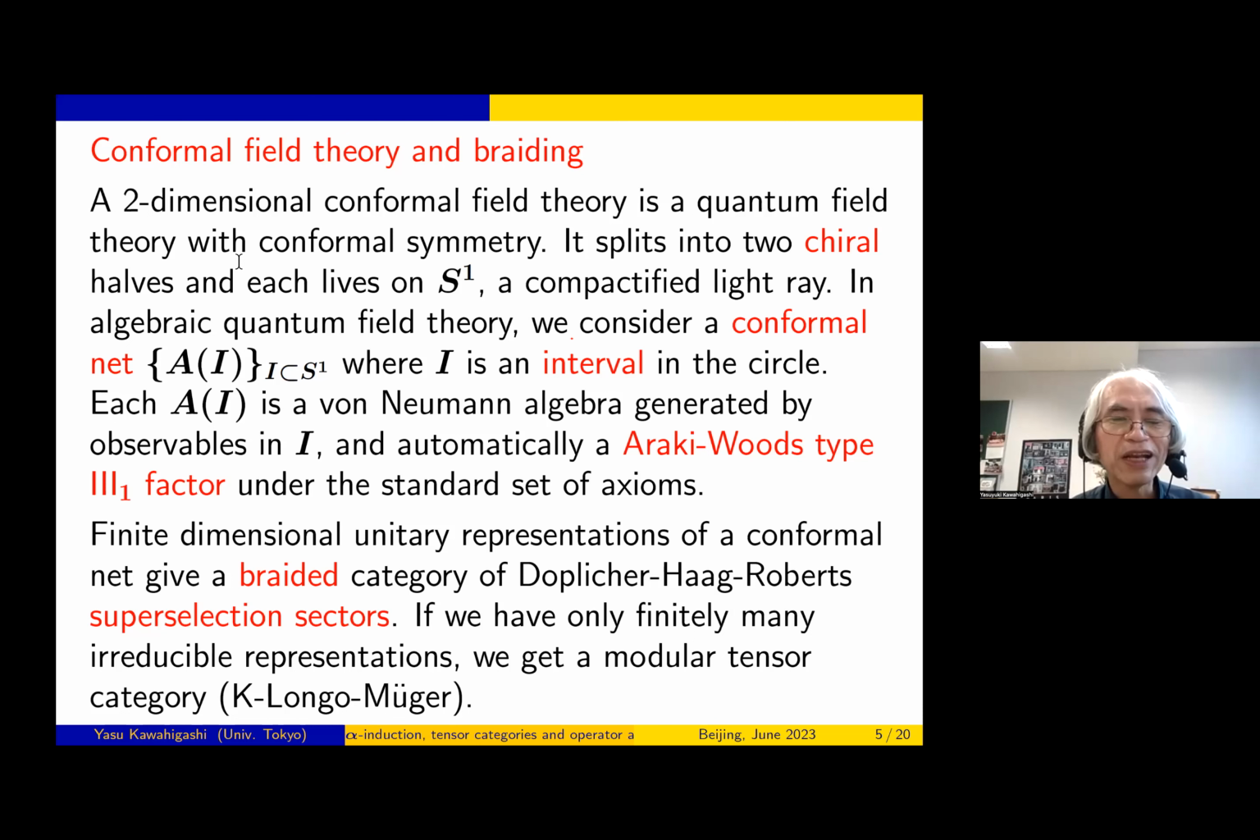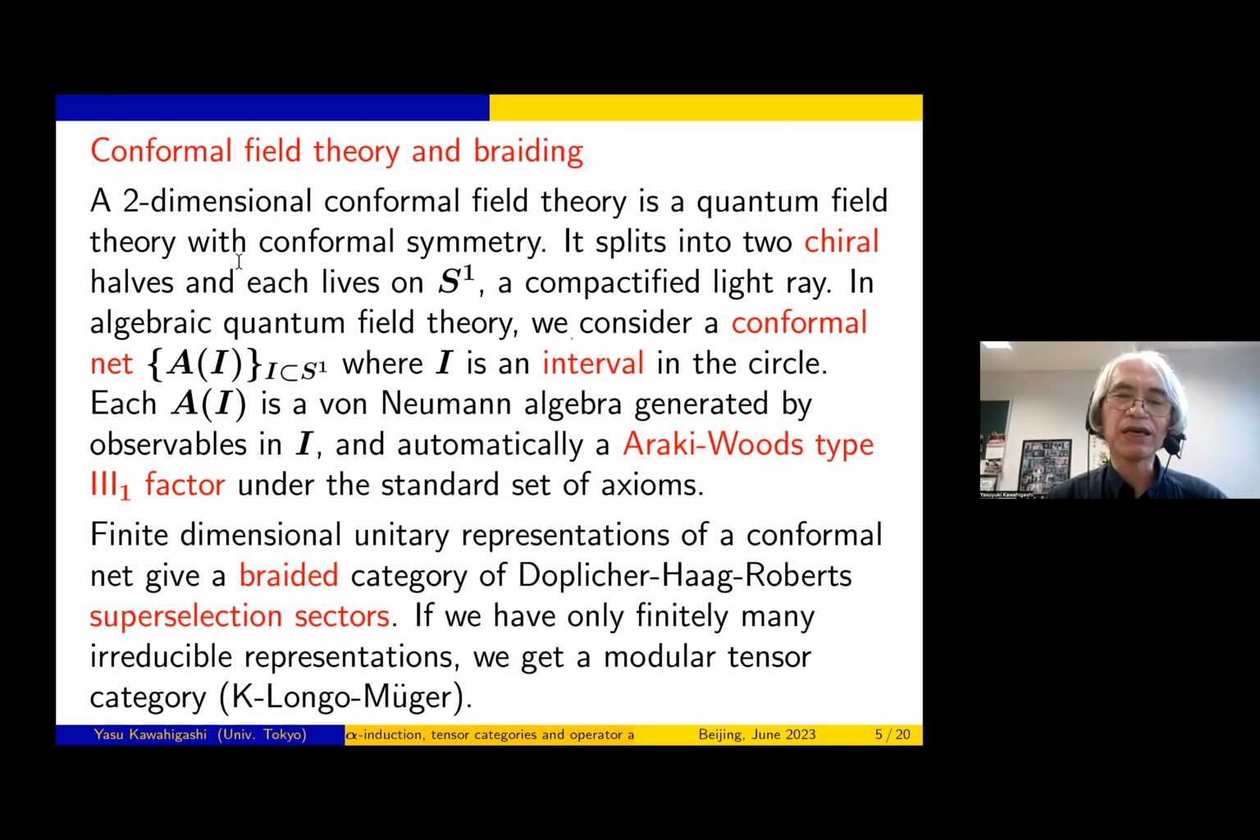In the operator algebraic approach to quantum field theory, we consider a conformal net A of I, where I is an interval contained in the circle. Here, each A of I is a von Neumann algebra, some kind of operator algebra generated by observables in I. In general, for a fixed space-time region, we consider all the observables contained in this region. Then these observables are represented by self-adjoint operators on the Hilbert space of the states, just like in standard quantum mechanics.